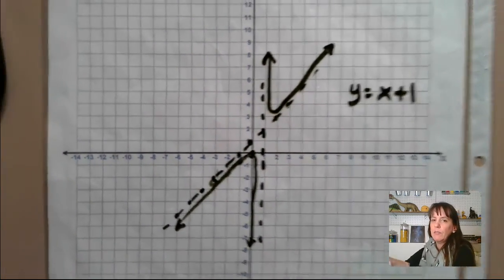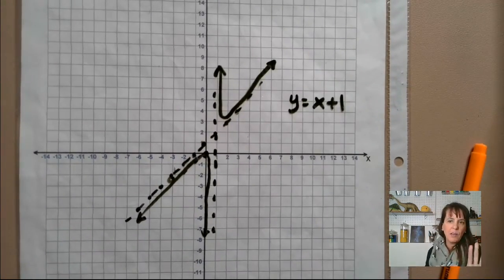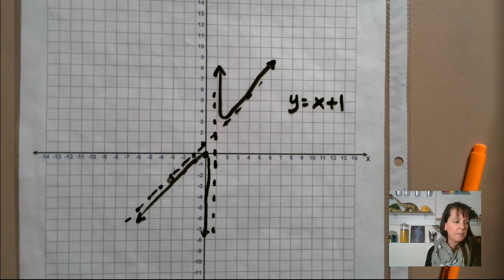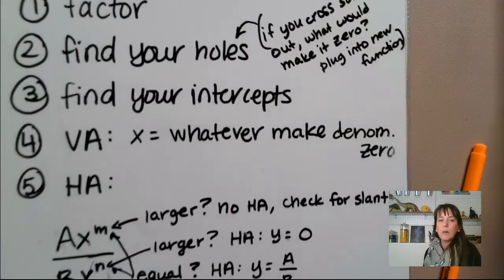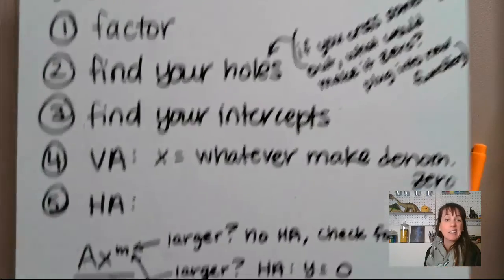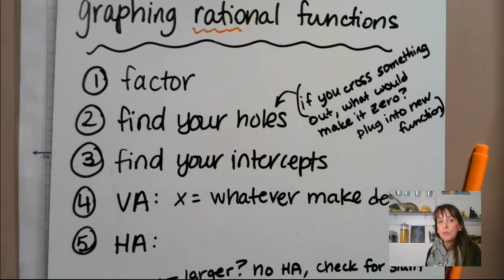That gives you all 5 of those things that you need to do. If you can do those 5 things for your rational function, that will make your life a lot easier, because 90% of the work is done if you do those 5 things.